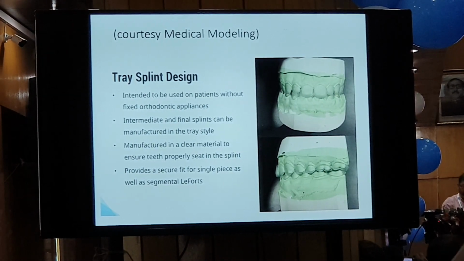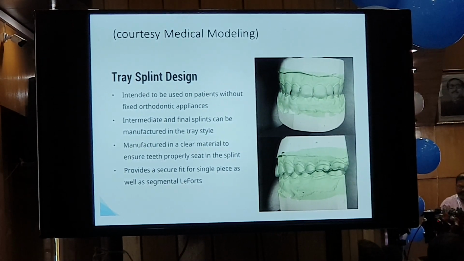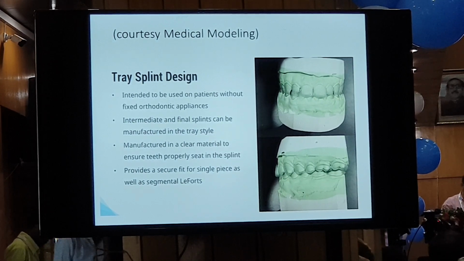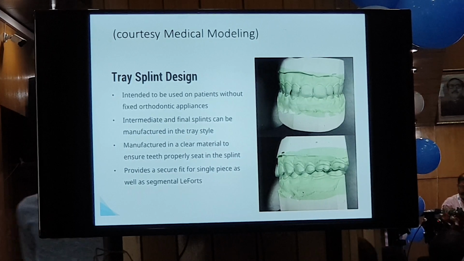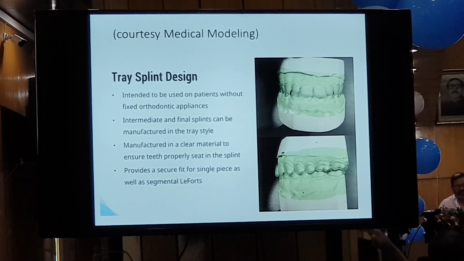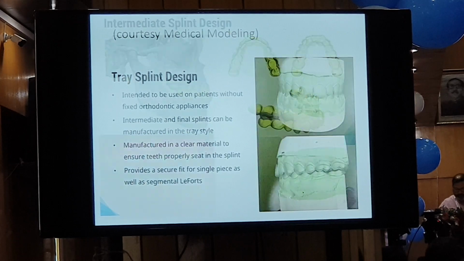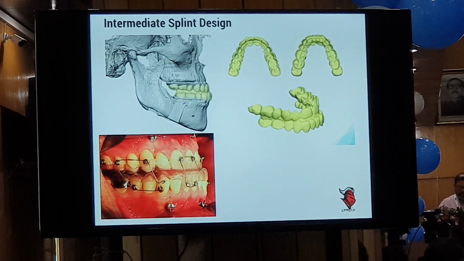Now, when it comes to splint design, we actually are designing splints in the form of what's known as tray splints. So these are much thicker splints that encompass not just the occlusal surface of the teeth, but they're also encompassing some of the facial, occlusal, or palatal surfaces of the tooth. So they snap in, snap out. And they add stability, so when you're moving the maxilla and mandible around, you have a little bit more stability of the segments.